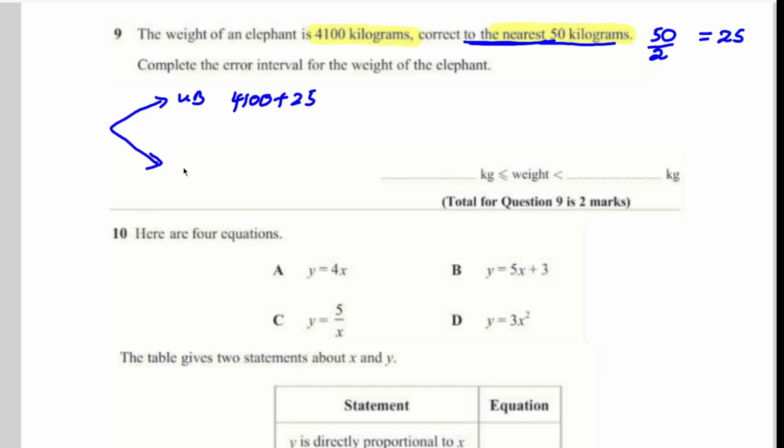To get the lower bound, 4,100 minus 25. This is 4,125. This is 4,075. So the lower bound, 4,075, is written here when writing the error interval, and the upper bound, 4,125, goes here.